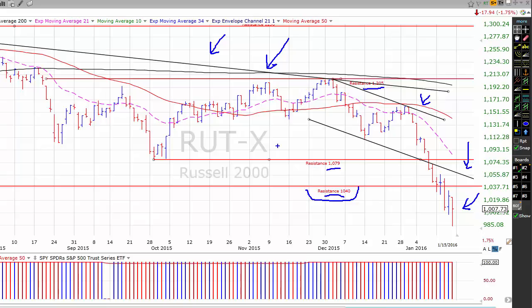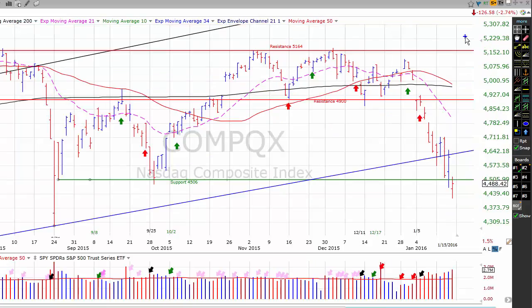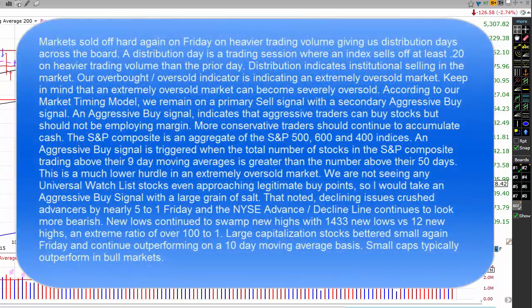Let's take a look at what the NASDAQ Composite's up to. But before we do that, the M in the CANSLIM acronym stands for market, and to my way of thinking is the most important element in CANSLIM. So let's take a brief look at the market. Markets sold off hard again on Friday on heavier trading volume, giving us distribution days across the board. A distribution day is a trading session when a market index sells off by at least 0.2% on heavier trading volume than the prior day. Distribution indicates institutional selling in the market.